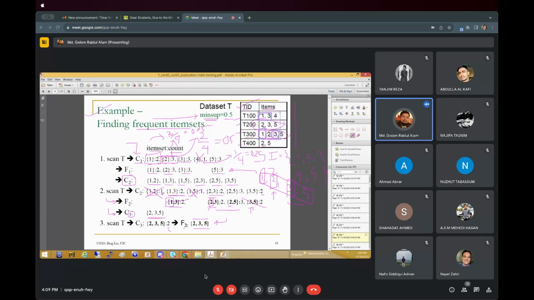So frequent item sets of 3 items. This is the frequent item set of 3 items, and this is the frequent item set of 2 items, and also the frequent item set of 1 item like this. So these are the frequent item sets in our data set.